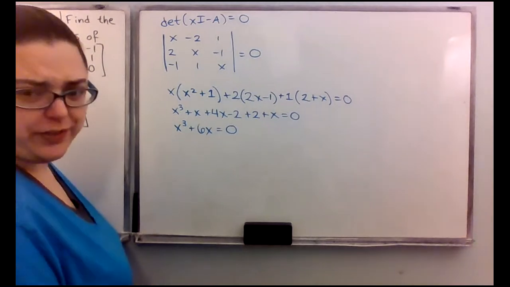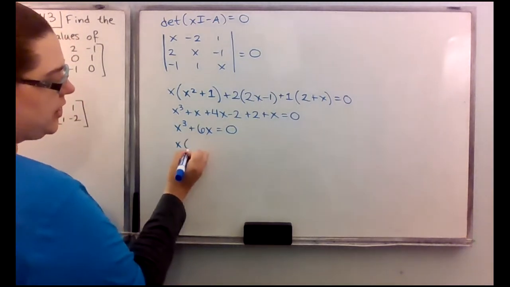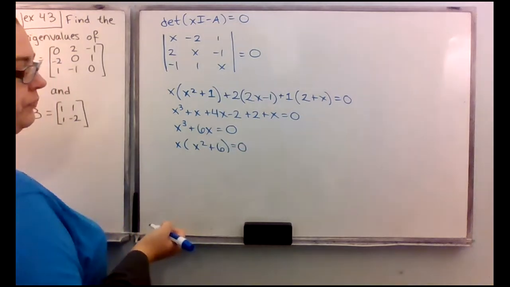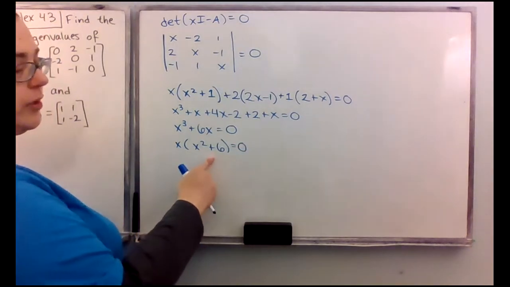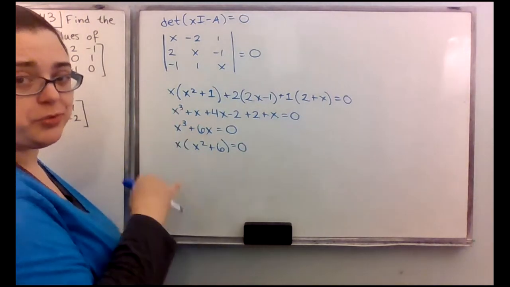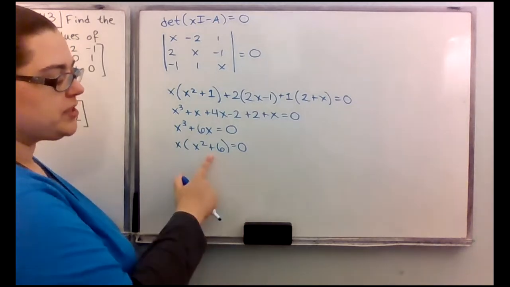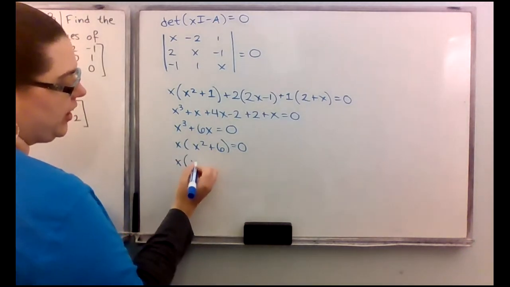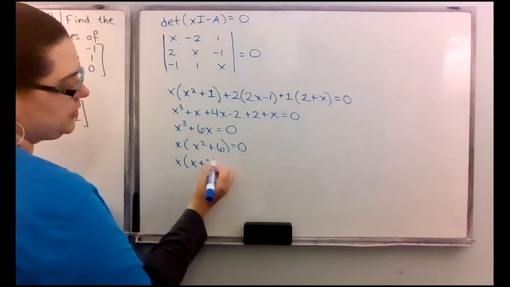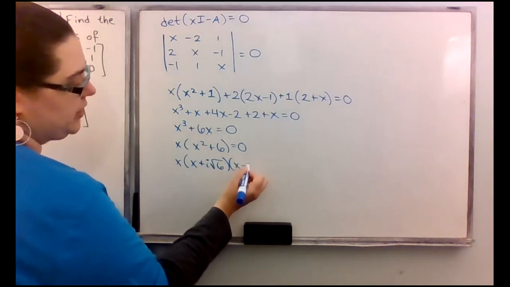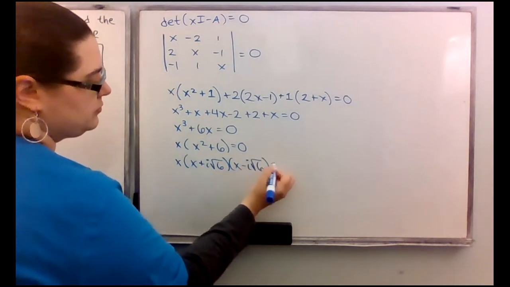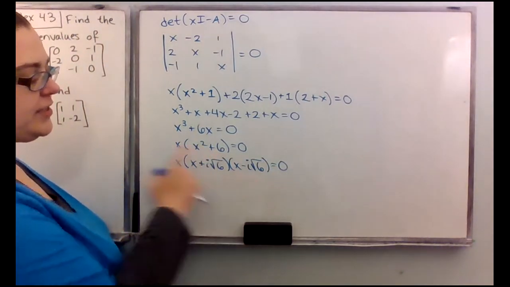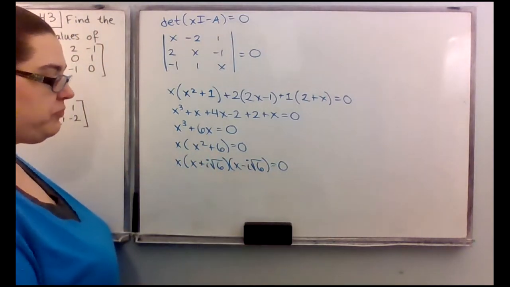And then we can factor this, right? So we're going to get x times x squared plus 6 is equal to 0. Now, if this had been x squared minus 6, we would do x plus root 6, x minus root 6. But since it's positive, we're going to get imaginary things. So we're going to get x plus i root 6 and x minus i root 6. And you can check when we multiply this, we will in fact get plus 6 from that.